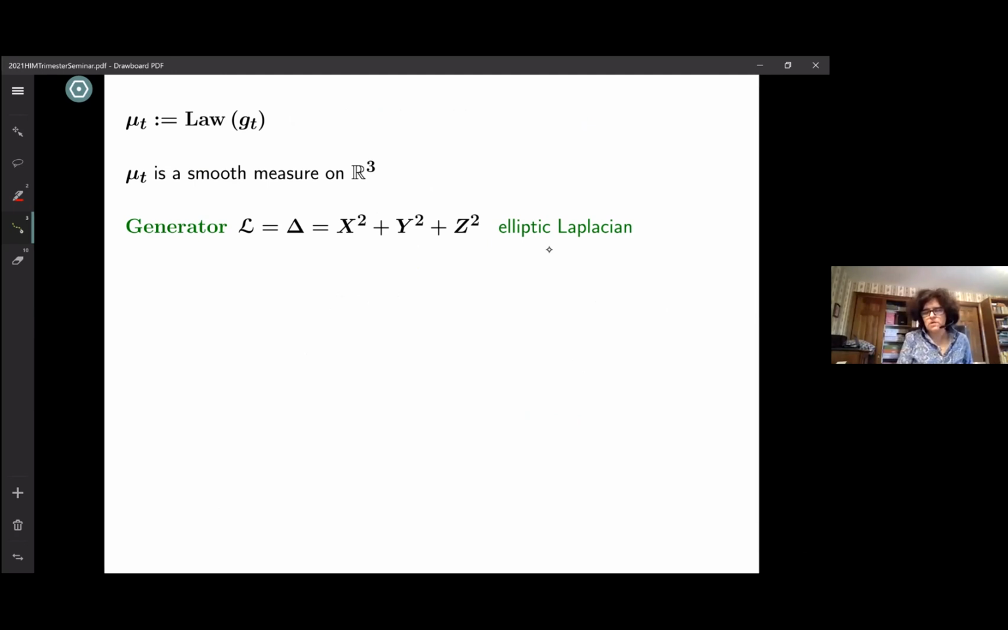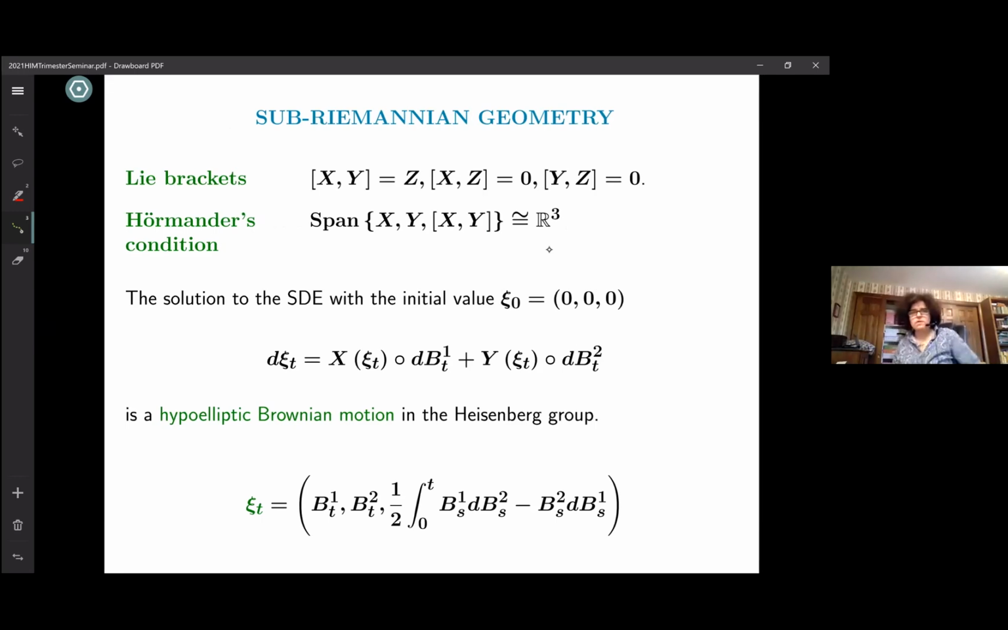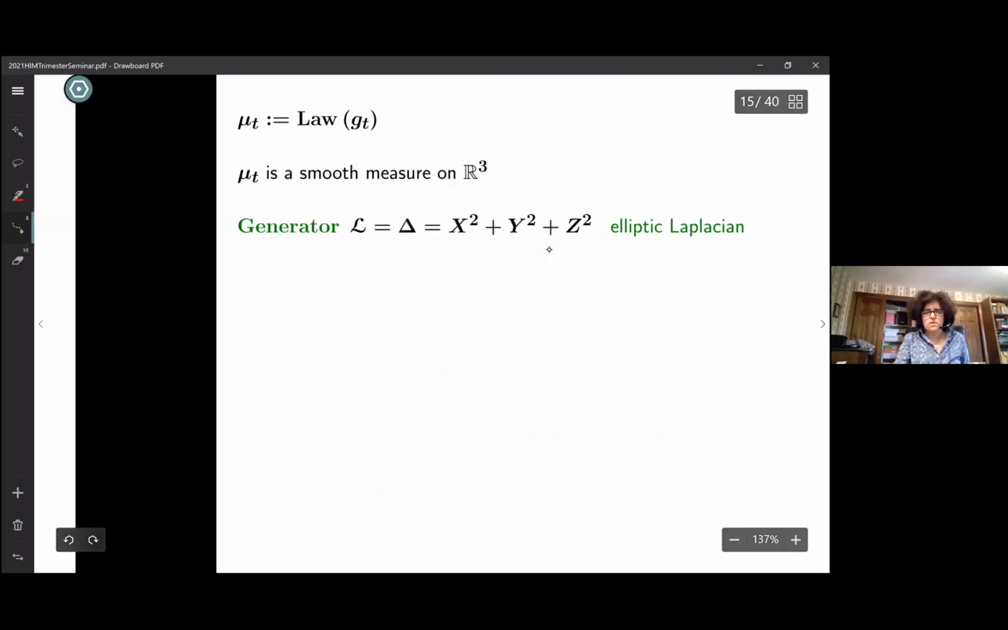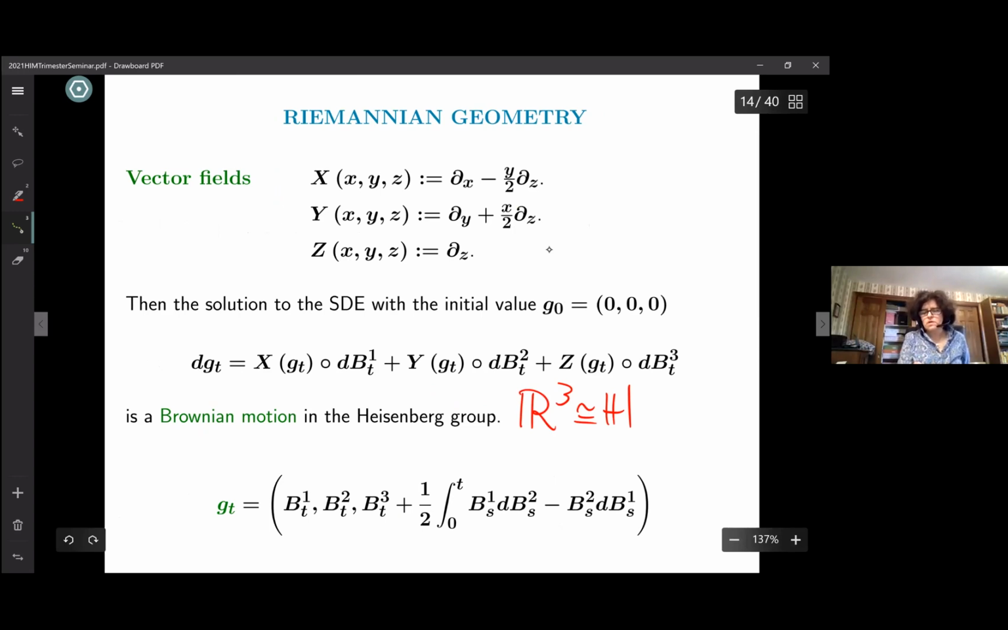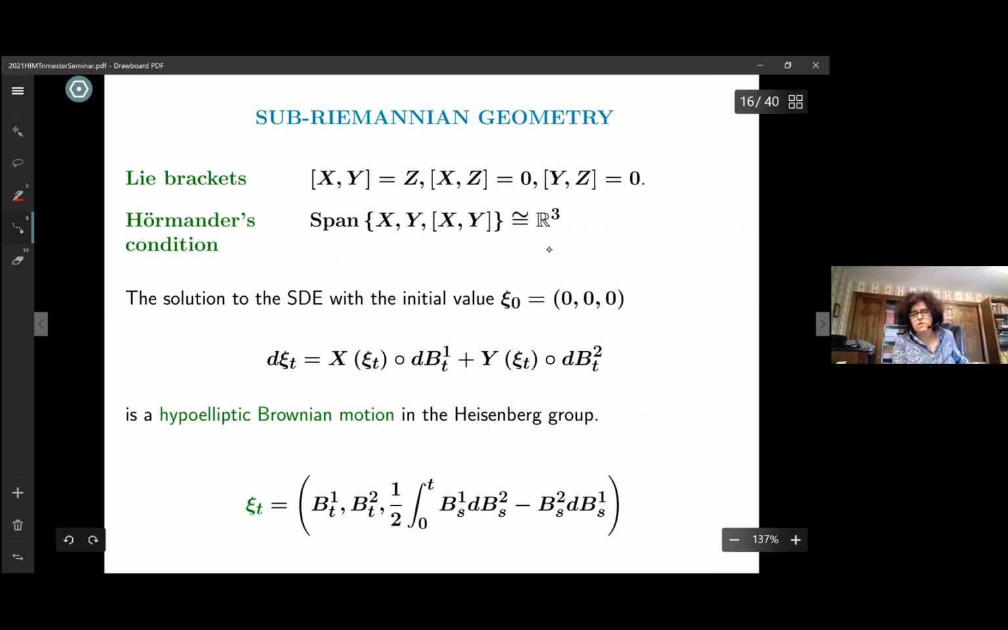Okay, so now we have two geometries on our R^3, and the third one is the simplest example of so-called sub-Riemannian geometry, which is based on the following observation. If you look at those three vector fields, I can remind you what they are here. These are three vector fields. You can take a Lie bracket of these two, and you can check that the only Lie bracket which is not zero is this one here. And this is really an indication that this system of vector fields satisfies what's called Hörmander's condition. So this means that at any point in your R^3, X, Y, and the Lie bracket of X and Y generate the whole space. These are three linearly independent vectors.